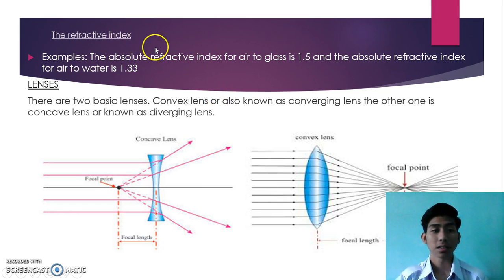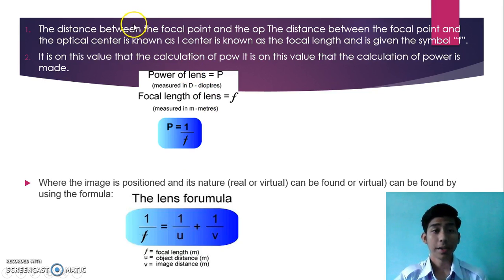The refractive index. Lens. There are two basic lenses: the convex lens, also known as the converging lens, and the concave lens, known as the diverging lens. The distance between the focal point and the optical center is known as the focal length and is given the symbol f. Power of lens P equals 1 over f. The image position and its nature, real or virtual, can be found by using the lens formula.